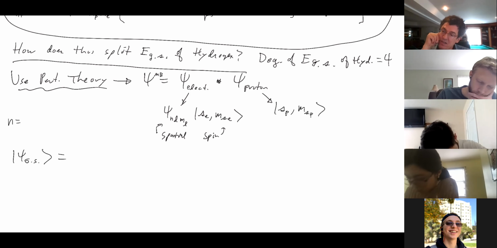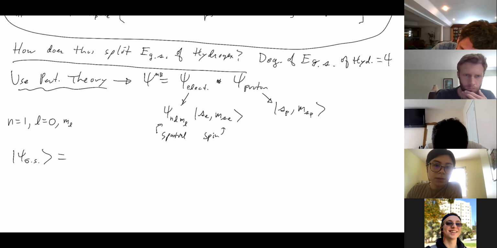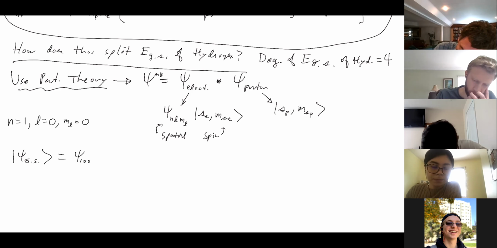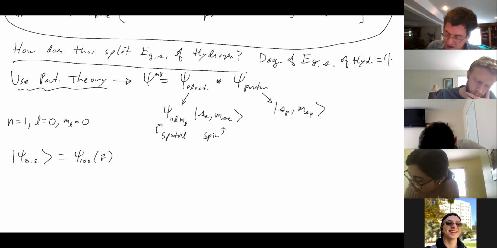For the ground state, N equals what? It's 1. Good. And if N equals 1, then L equals what? 0, and M is also 0. Perfect. So that means my wave function for my ground state is going to be psi 1, 0, 0. And that's a function. That's my ground state wave function. And you can look it up in a book.